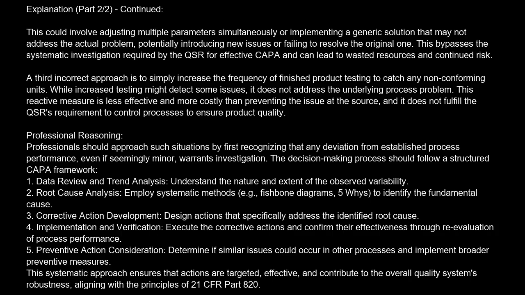2. Root cause analysis. Employ systematic methods, e.g., fishbone diagrams, 5 whys, to identify the fundamental cause. 3. Corrective action development. Design actions that specifically address the identified root cause. 4. Implementation and verification. Execute the corrective actions and confirm their effectiveness through re-evaluation of process performance. 5. Preventive action consideration. Determine if similar issues could occur in other processes and implement broader preventive measures.